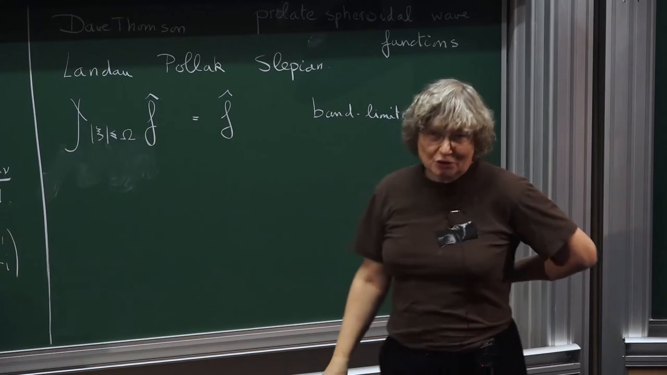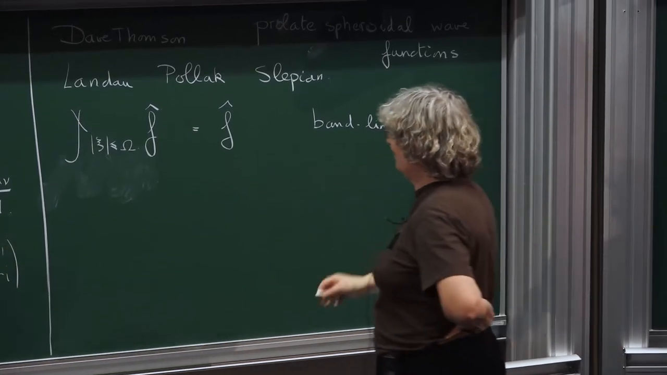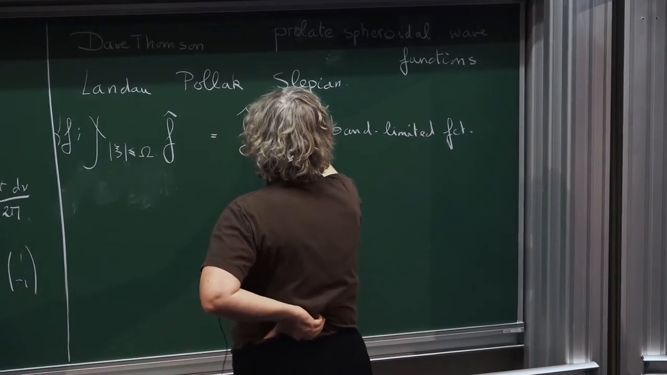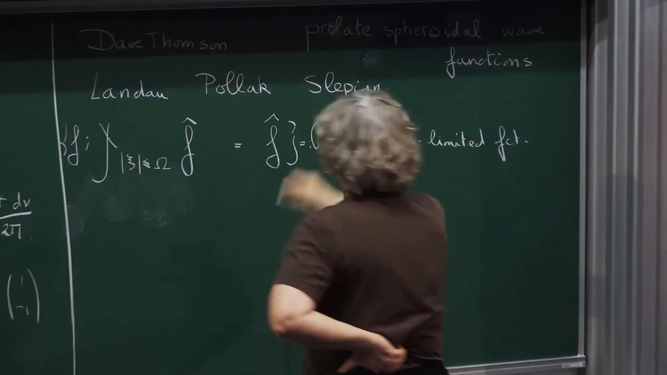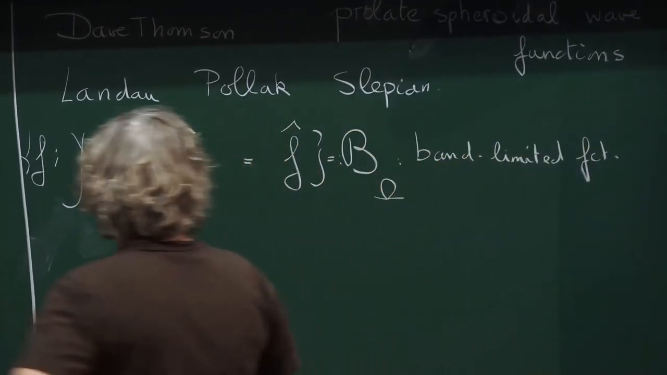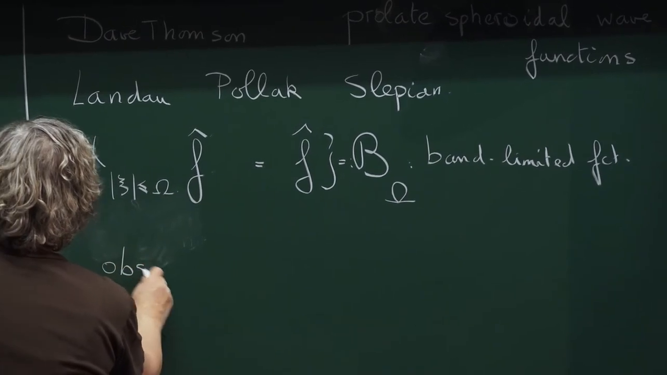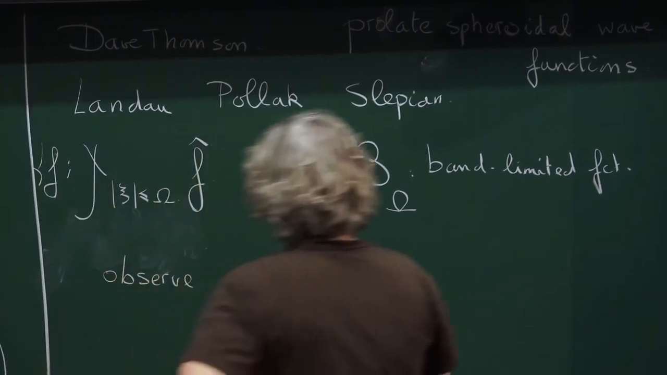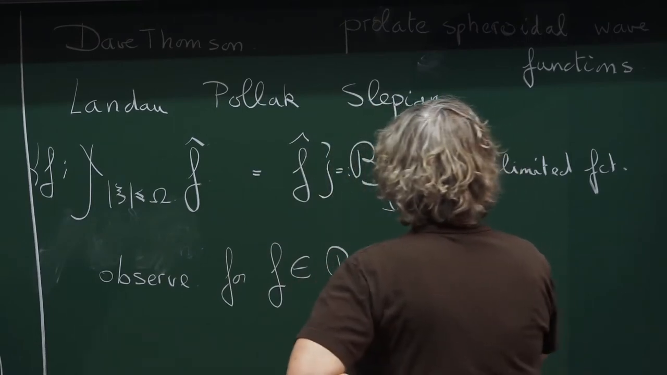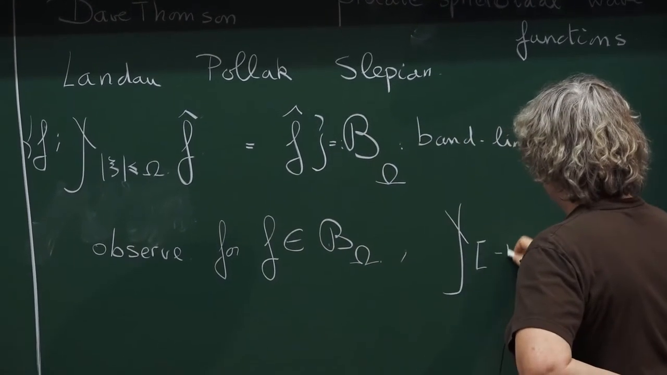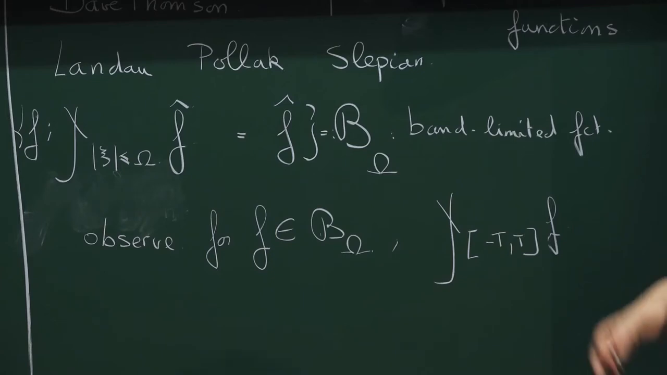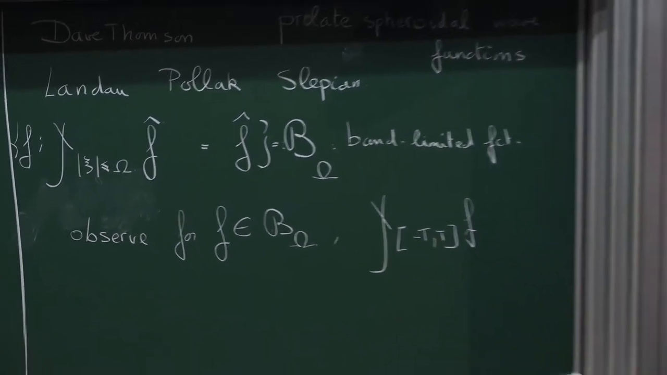But they were going to observe such functions. So the set of f for which this is true, let's call them B omega. So this defines that set. And they were interested, so observe, for f in B omega, just the characteristic function on minus T to T. Because, well, they were going to observe these functions over a finite time interval.